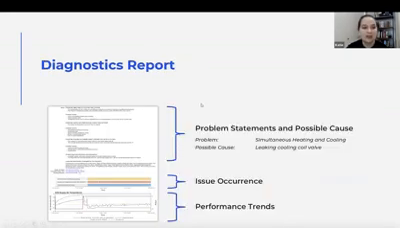This is going to give us your diagnostics report. It's going to give you that problem statement that we talked about and those possible causes. It's going to give you when the issue occurred, and it's going to bring those performance trends to you.